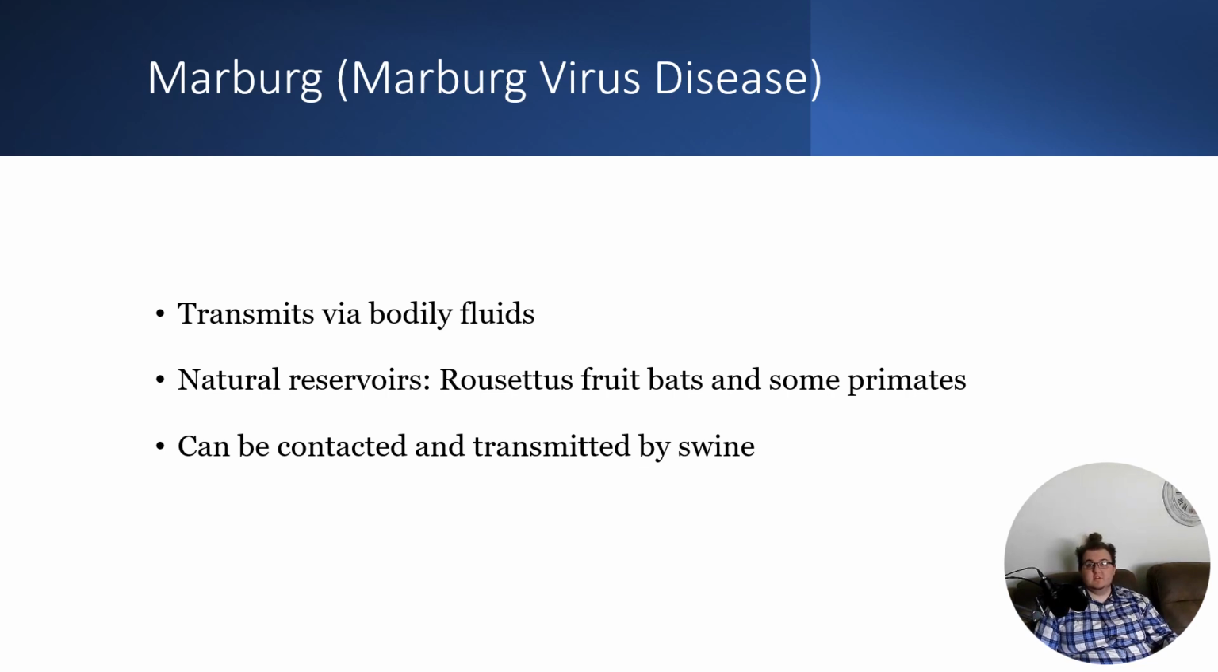The natural reservoirs are the Rousettus fruit bat, typically found in northern Africa, as well as some primates that can have it and not show disease. Other primates can contract it and show disease. So they can be a reservoir or not, depending on what type of primate it is. As well as swine can contract the disease and become symptomatic. And if you contact them or eat their meat, because it has their bodily fluids, you can become sick from Marburg virus disease through those.